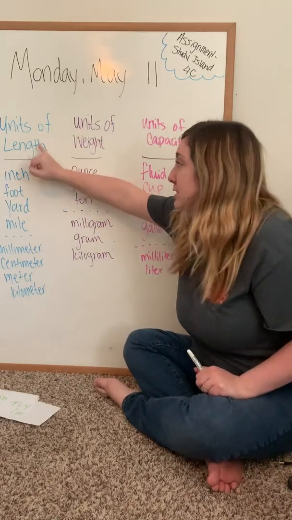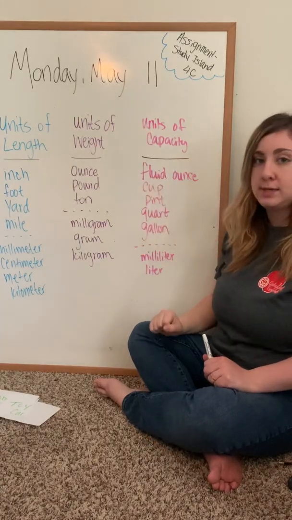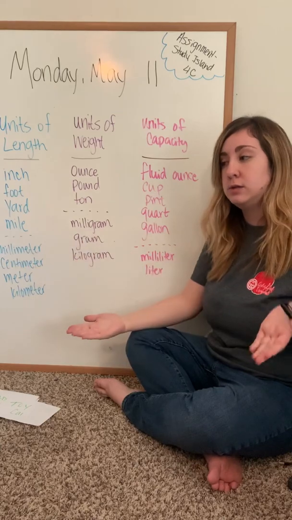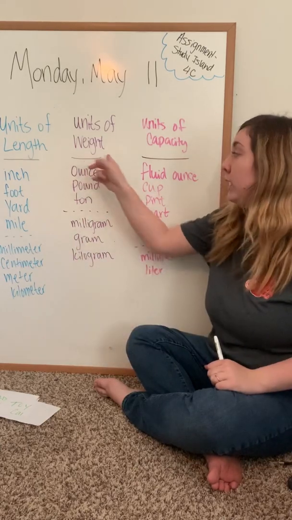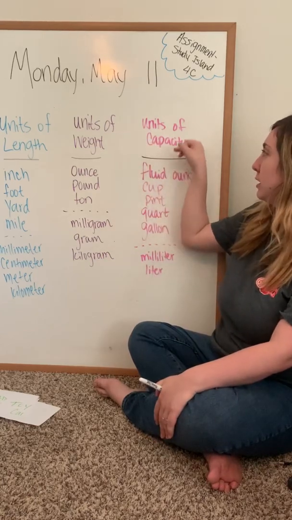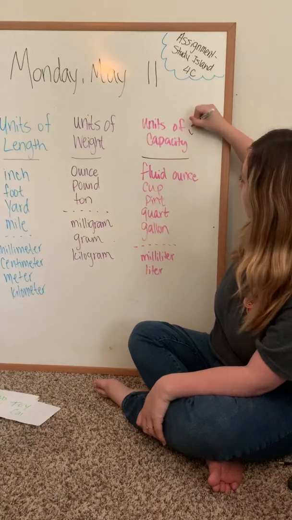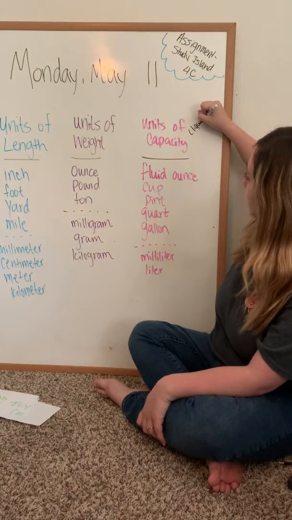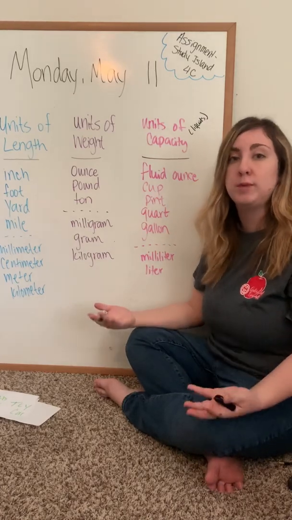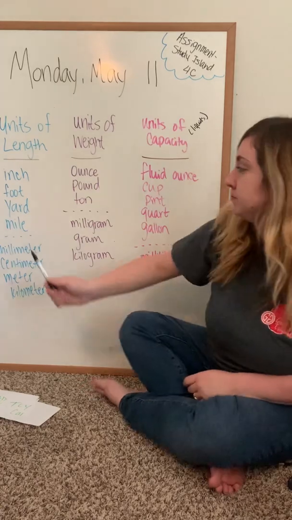We have units of length, units of weight, and units of capacity. So length obviously being how long something is, rulers. Weight, how heavy something is, like a scale. And this is one you're probably not used to, units of capacity. That's talking about liquids. So how much liquid something can hold, like a swimming pool. We'll talk about length first because you're probably the most familiar with that.